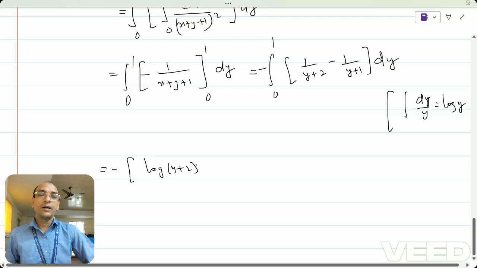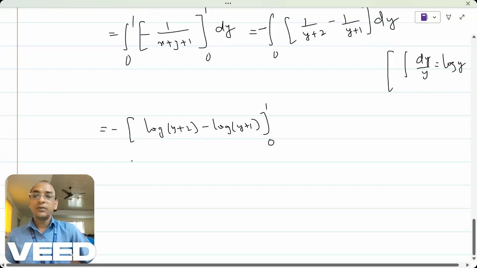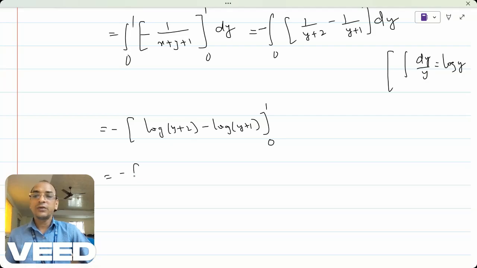Okay. And minus log of y plus 1. Then you put the upper limit and lower limit here and simplify it. So upper limit is 1. What will happen if I put y equal to 1? So minus of log 1 plus 2 is log 3, minus, if I put 1, log 2.